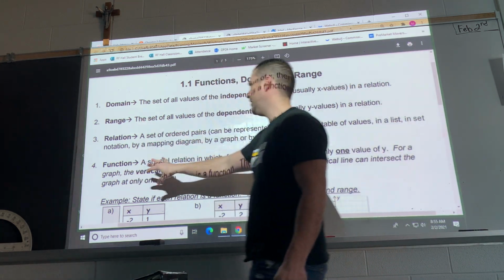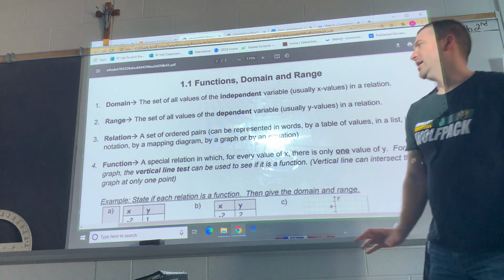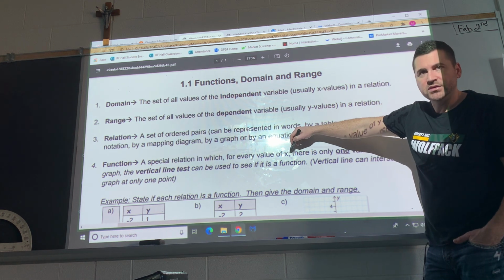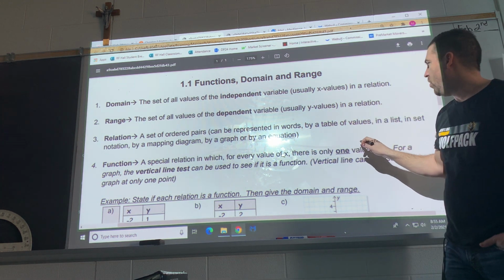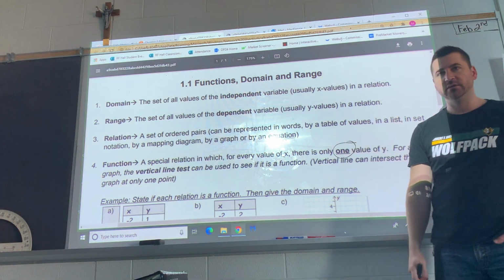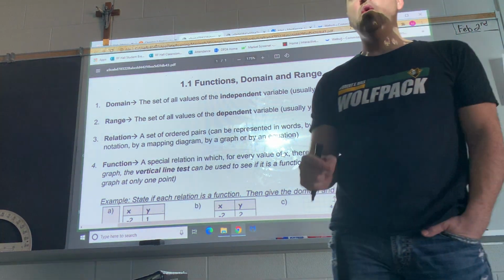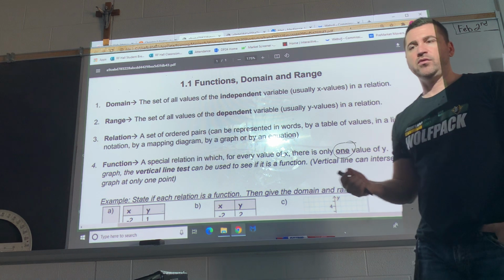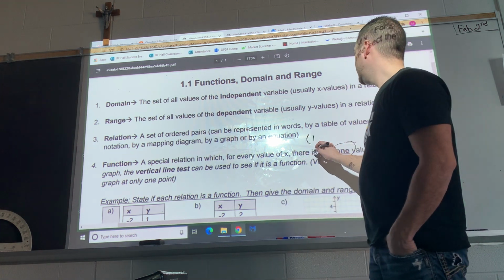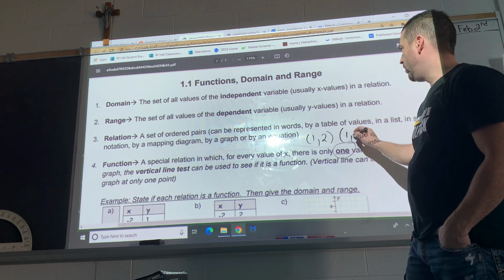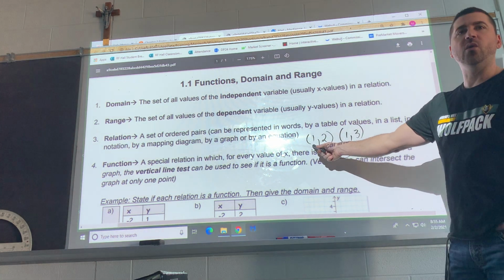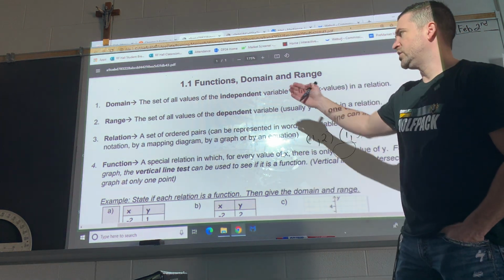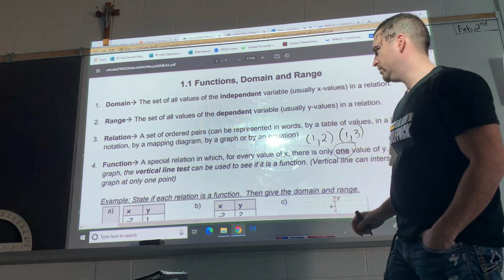A function is a special relation. This is the key part here. For every value of x, there is only one value for y. So every x value has only one answer for y. An x value cannot have two answers. For instance, if I had an x value of 1, I can't have 1 and 2 and also 1 and 3, because that means this x value of 1 has two answers. Once it has two answers, it's not a function, it's just a relation. Again, I'll go through some examples below.